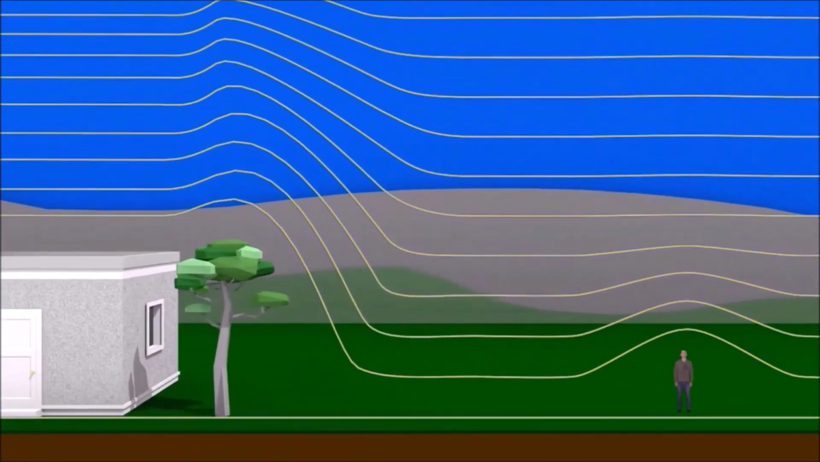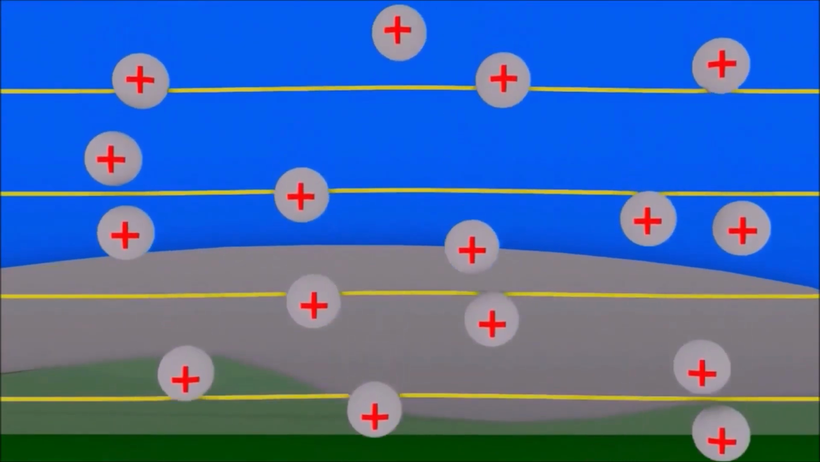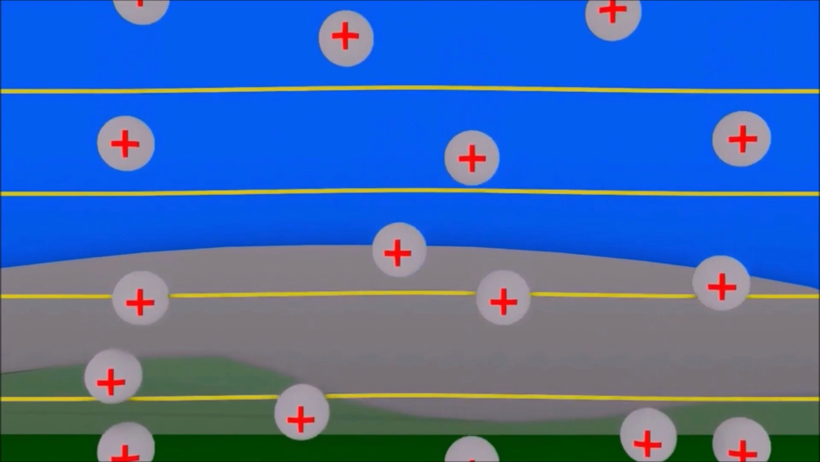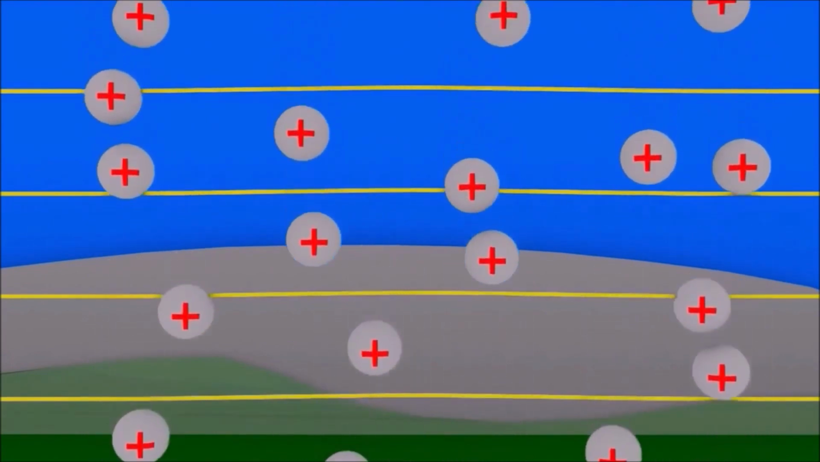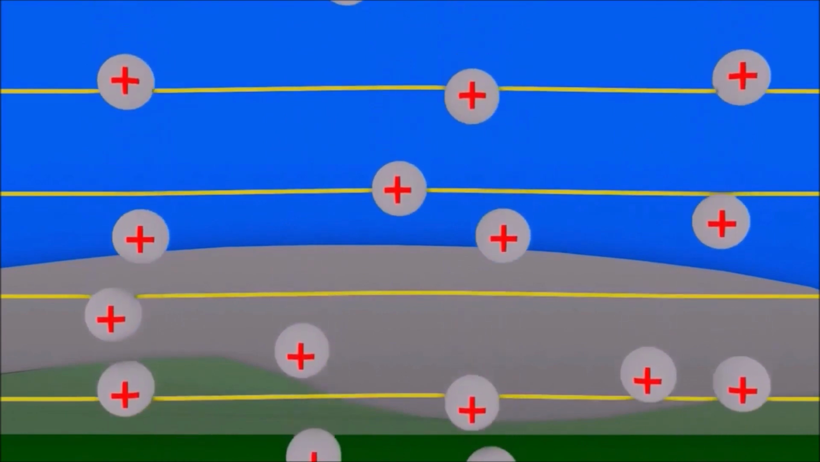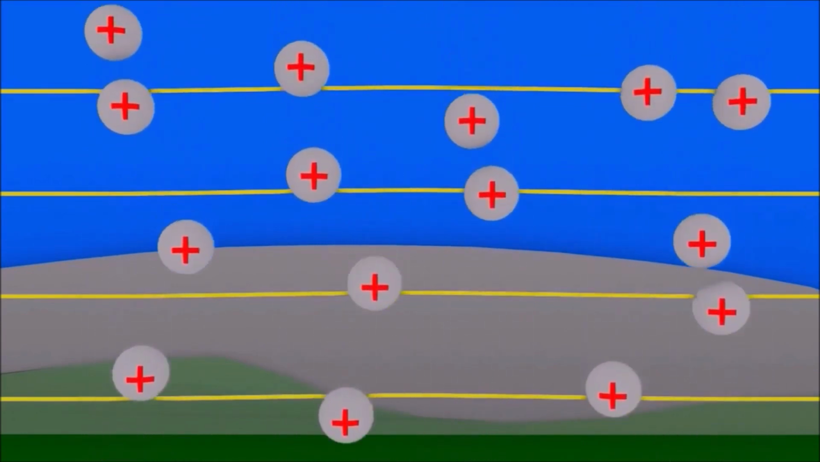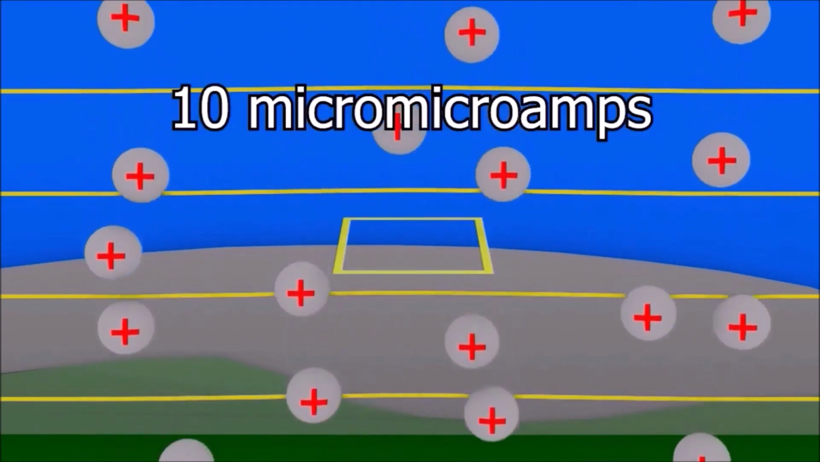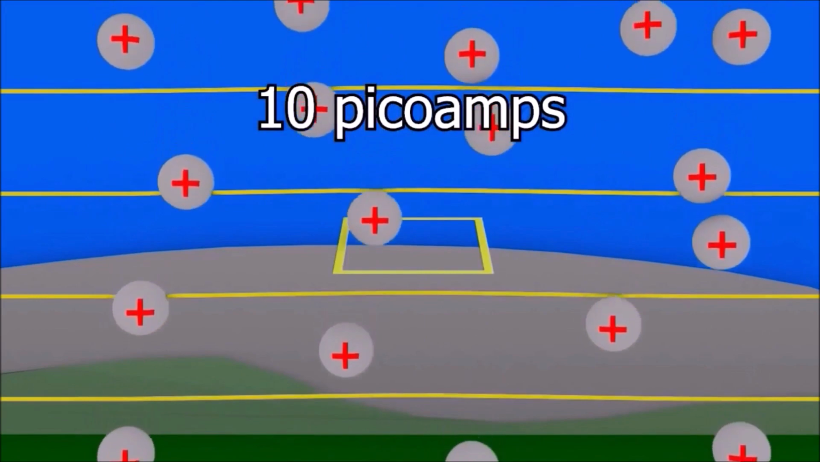Similar effects happen with trees, buildings, and so on. What about the electric current? A downward electrical current exists and consists of positive ions, molecules or clumps of matter that have a positive charge. These ions are moving slowly toward the ground. The current density from these ions is very small, around 10 microamps or 10 picoamps, crossing each square meter or yard every second. So in any small area, there's not a lot of power.